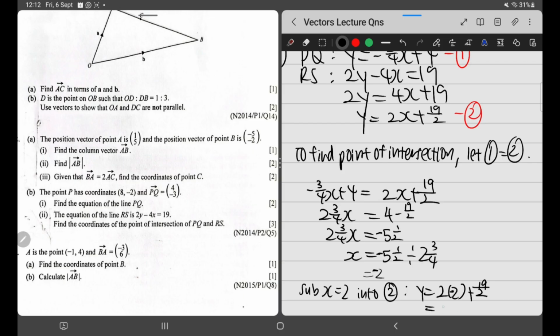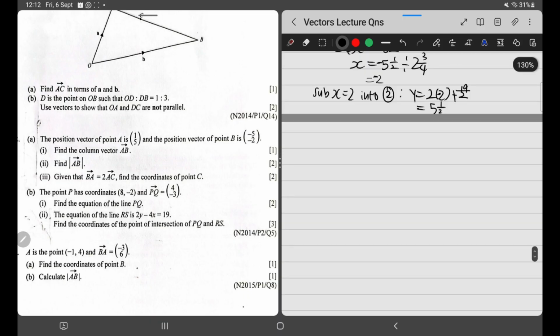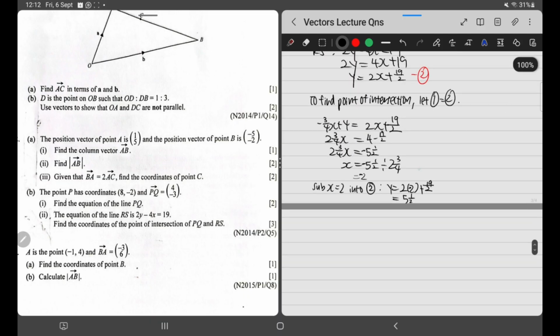And this therefore should be 5.5. Yes. So therefore, my point of intersection between PQ and RS is therefore just negative 2, 5.5. That is the answer over there.